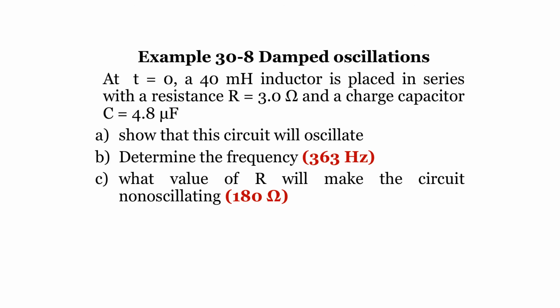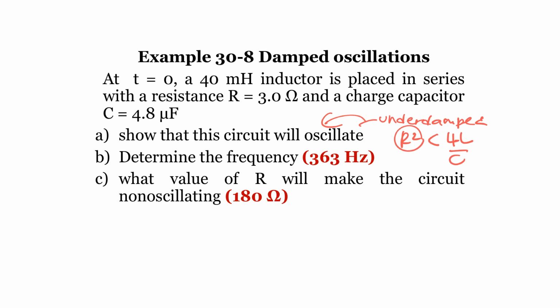So for part A, show that this circuit will oscillate. Okay, from these three damping categories, which one is going to oscillate? Yes, definitely underdamped. So when it comes to underdamped, you need to make sure that your damping factor R squared is smaller than 4L over C. So you just insert the numbers. If your resistor squared is smaller than 4L over C, definitely it's going to oscillate.